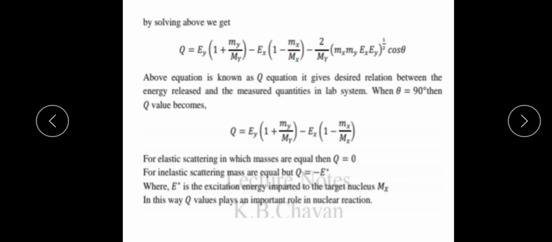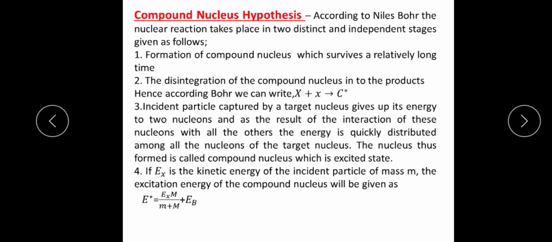Now for inelastic scattering, masses are equal, but that is inelastic scattering. That's why Q value is not equal to 0, and that Q value is equal to minus E star, where E star is the excitation energy imparted to the target nucleus Mx. In this way, the Q value plays an important role in studying nuclear reactions.